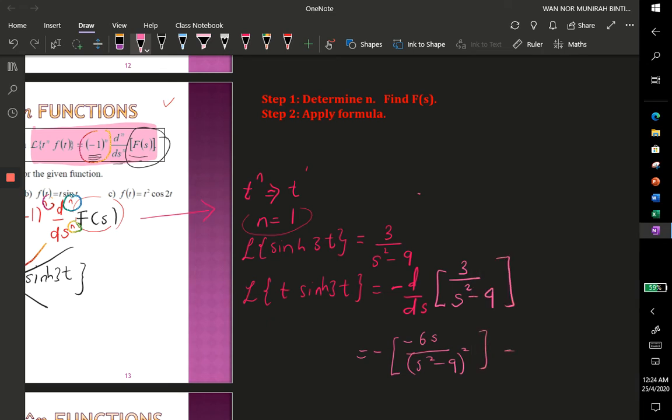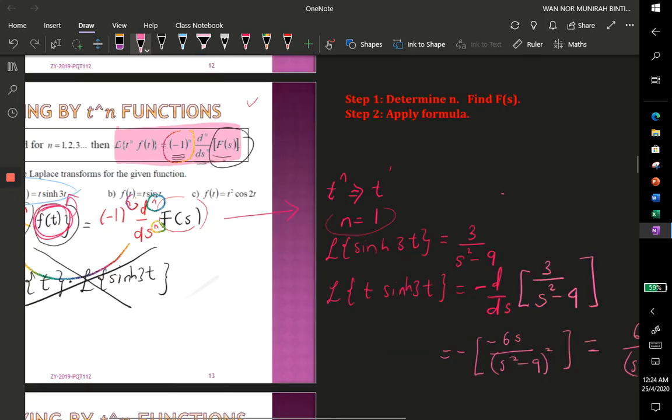Okay, so that our solution is negative, negative is positive, positive. So I have 6s over s square minus 9 square. Easy, right, the property? Okay, let's move to the second example.